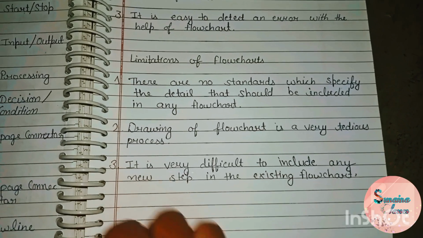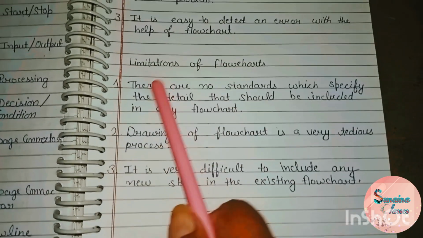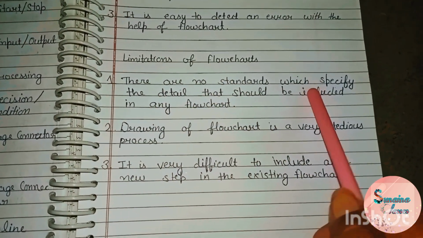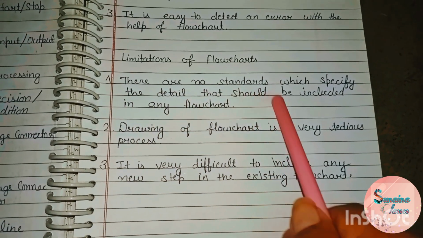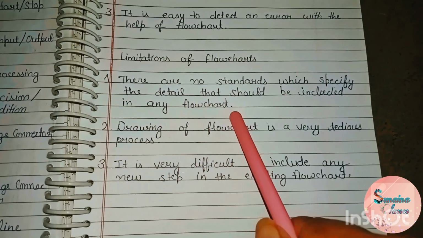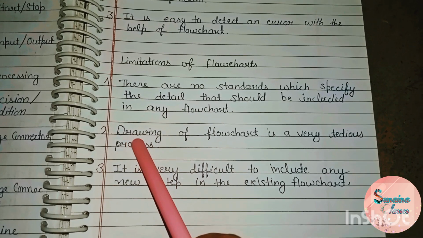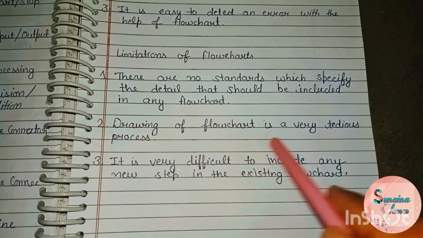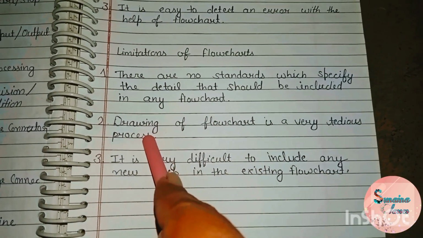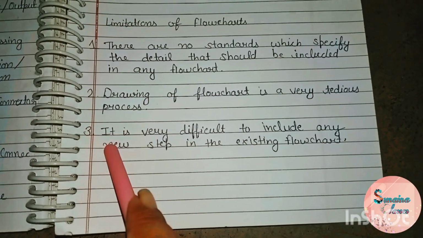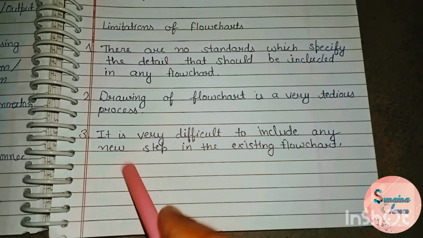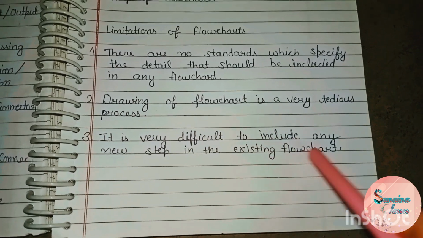Next are the limitations of a flowchart. There is no standard which specifies the details that should be included in any flowchart. Next limitation is that drawing a flowchart is a very tedious process. Next limitation is that it is very difficult to include any new step in an existing flowchart.